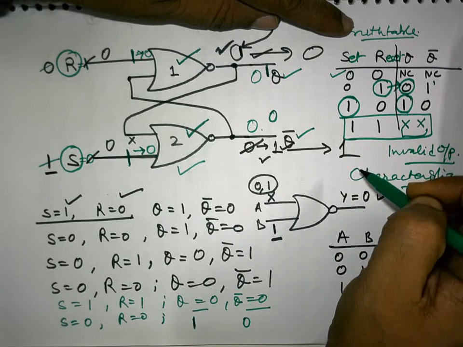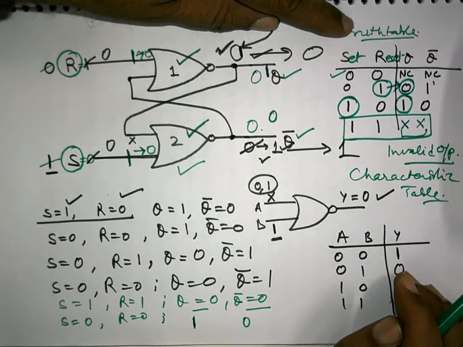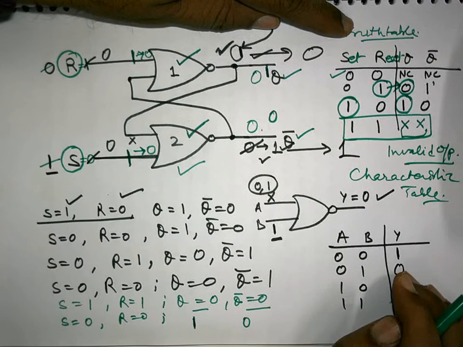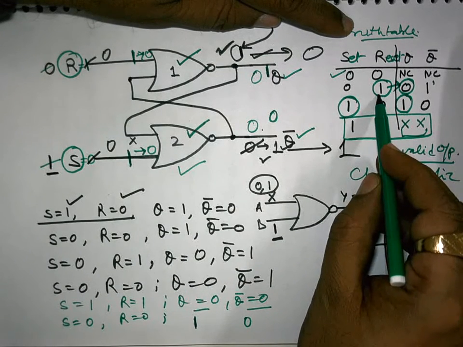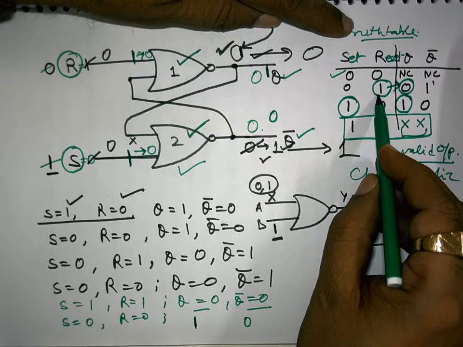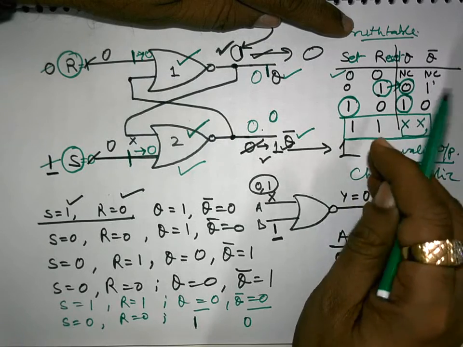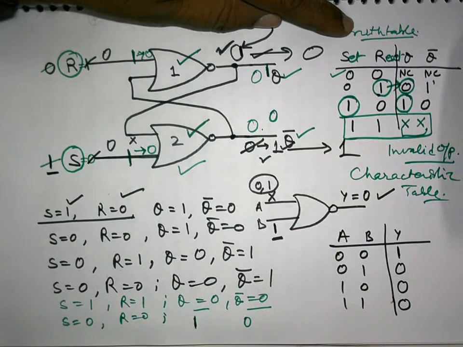So this way, this circuit may either set or reset. Set is stored, means 1 is stored, or reset is stored. And for setting and resetting, we have to apply input accordingly at the S and R inputs. That's why this latch is called set reset latch. Set reset latch. Clear?